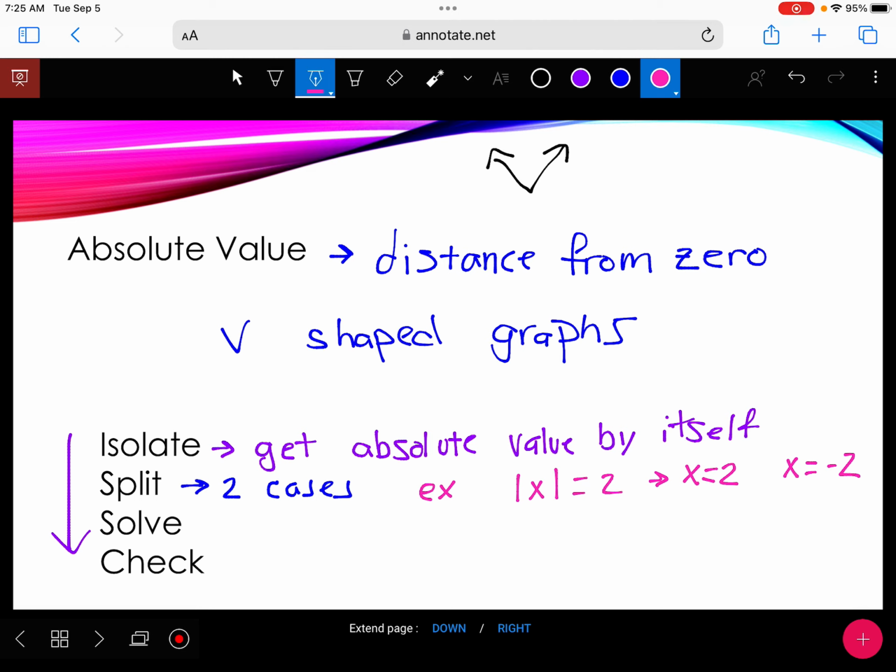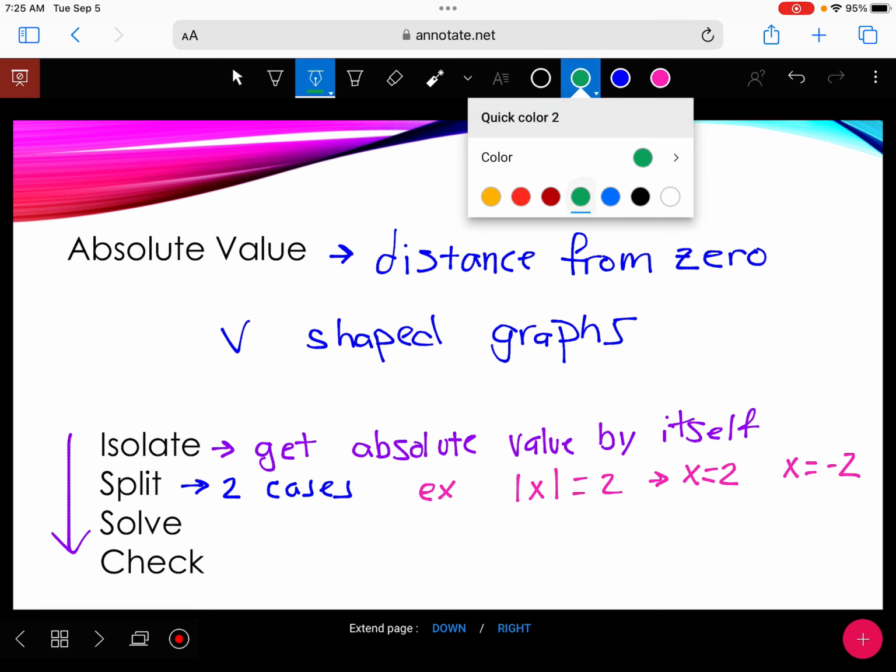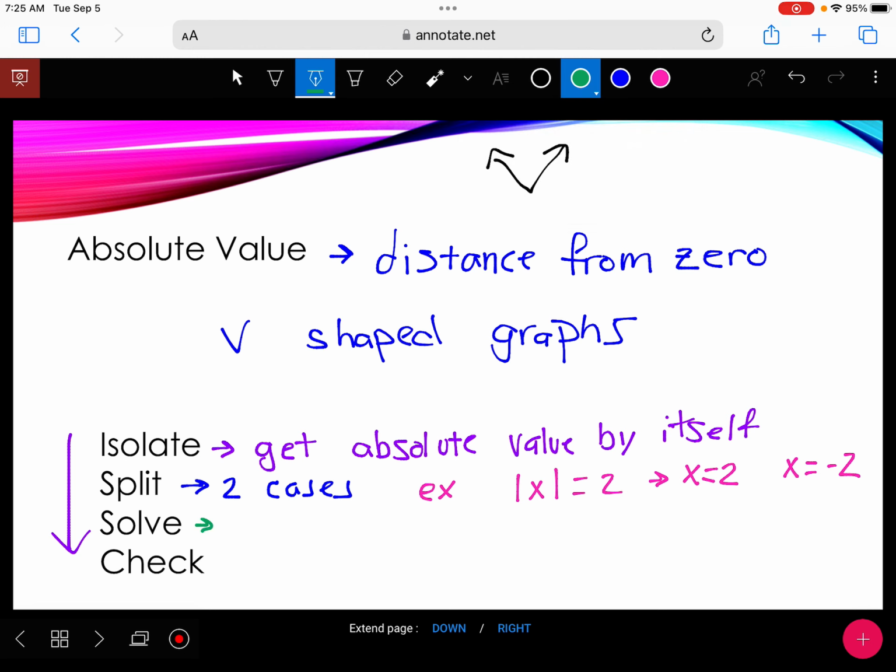Then we are going to solve each case. Solve each. And then to check, we plug them in. And yes, you have to check every time. For the absolute values, we always have to check.